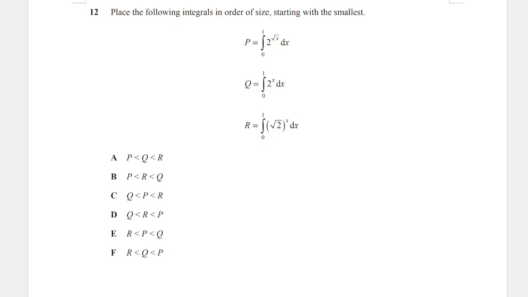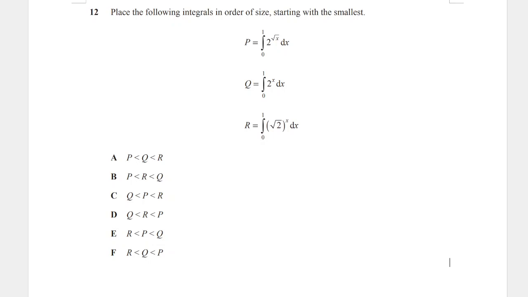Okay, question 12. Place the following integrals in order of size, starting with the smallest. Okay, so we have three integrals, P, Q, and R, and the three of them go from 0 to 1. But then the inside is different functions, yeah? So how do I compare the sizes of integrals?